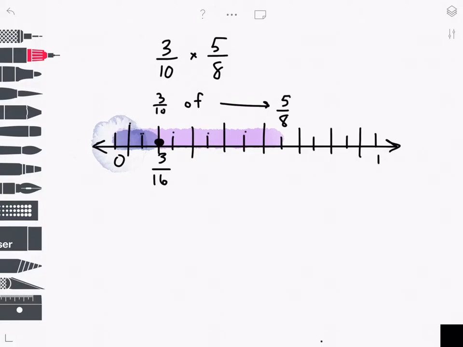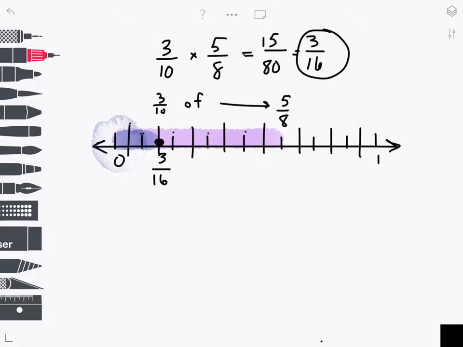Let me do my computation. 3 times 5 is 15. 10 times 8 is 80. I can simplify by dividing by 5. 15 divided by 5 is 3, and 80 divided by 5 is 16. So you see my product matches the spot I found on my number line.